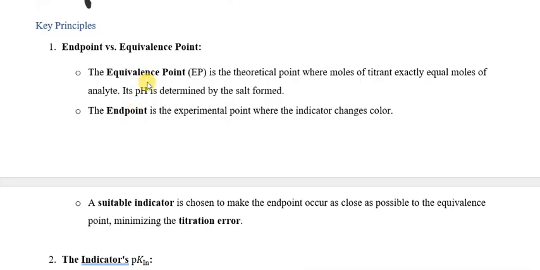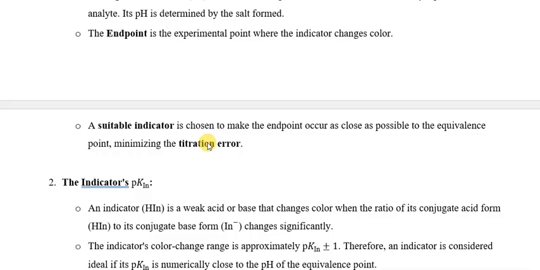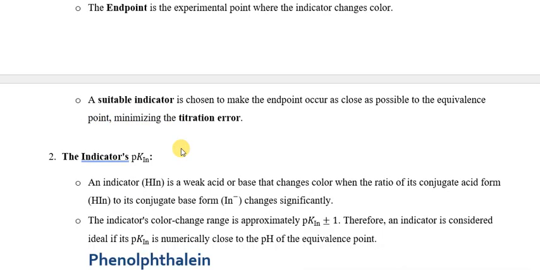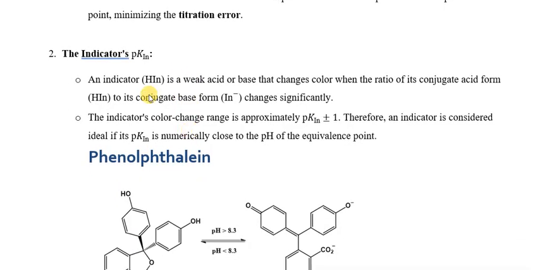After reaching this equivalence point, the end point appears. That's the experimental point, when we add one extra drop of acid or base, which shows a sudden color change of the solution. The suitable indicator is chosen to make the end point occur as close as possible to the equivalence point, minimizing the titration error. The selection of suitable indicators is very, very important.